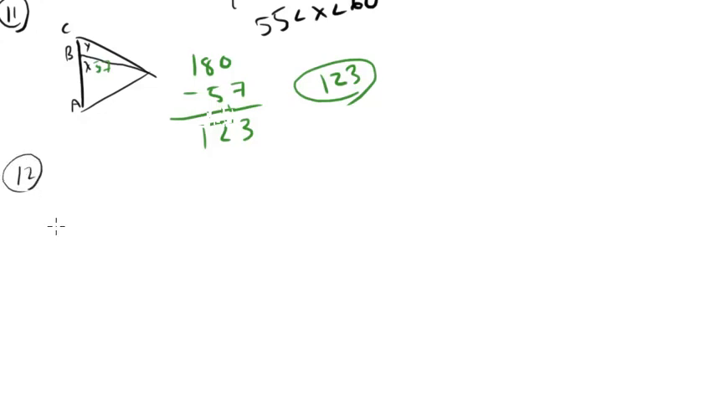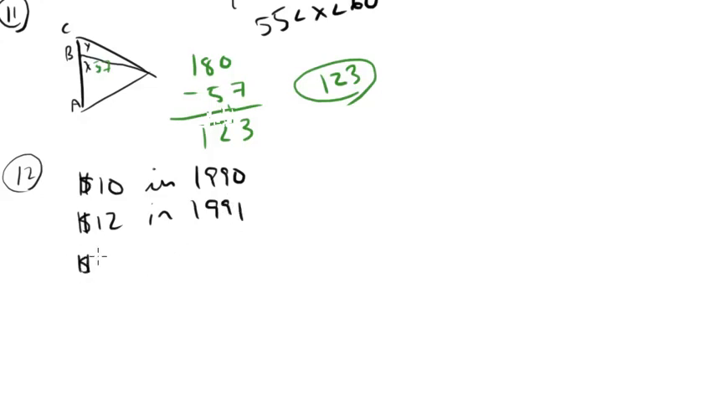Let's check out number 12. The price of a certain item was $10 in 1990, and it has gone up $2 per year since 1990. If this trend continues, in what year will the price be 100? Okay, so it goes up $2 a year. So that means in 1991, it's 12. In 1992, it's 14, and so on.